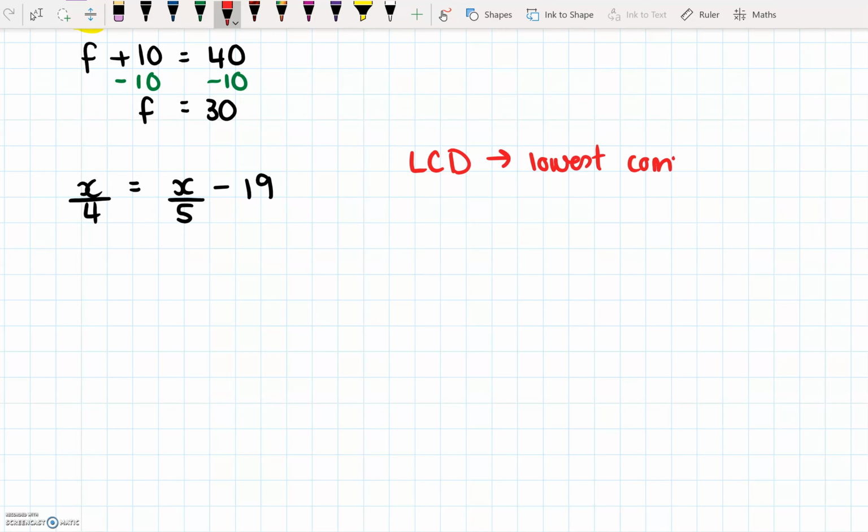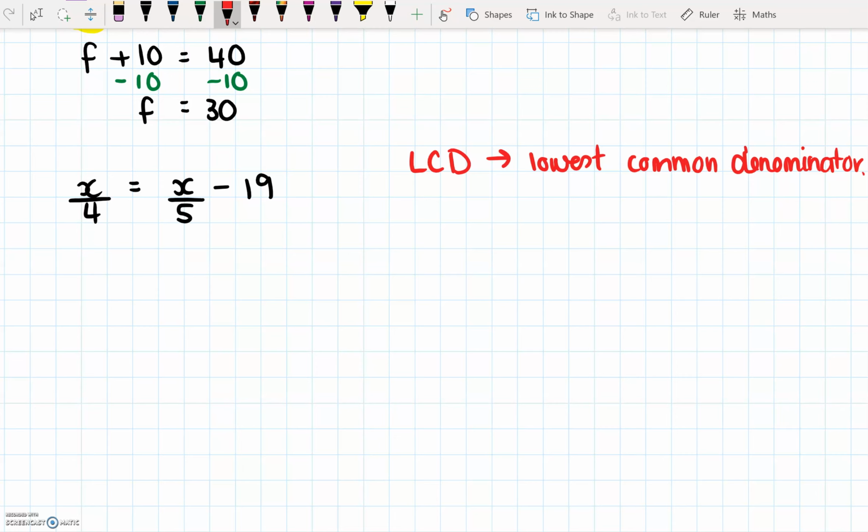So we're looking for what we call the LCD, which is the lowest common denominator. This is a number that divides by both 4 and 5. A really easy trick for this is just to multiply them together. Sometimes you don't need to do that, but in this case 4 times 5 is 20. 20 can be divided by both 4 and 5. So that's a nice quick way of doing it.